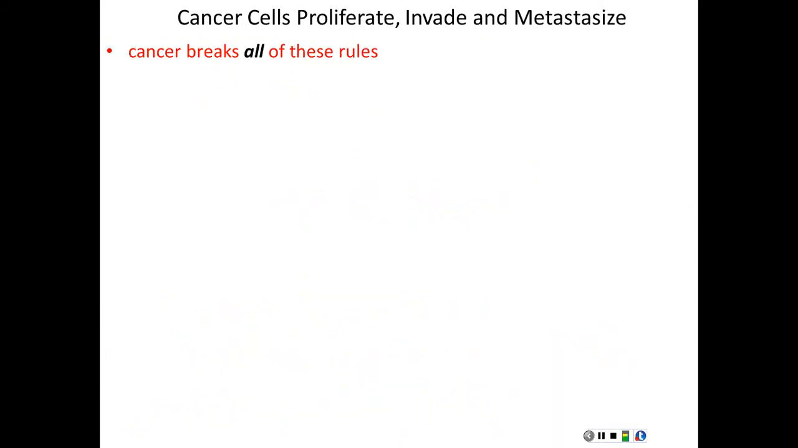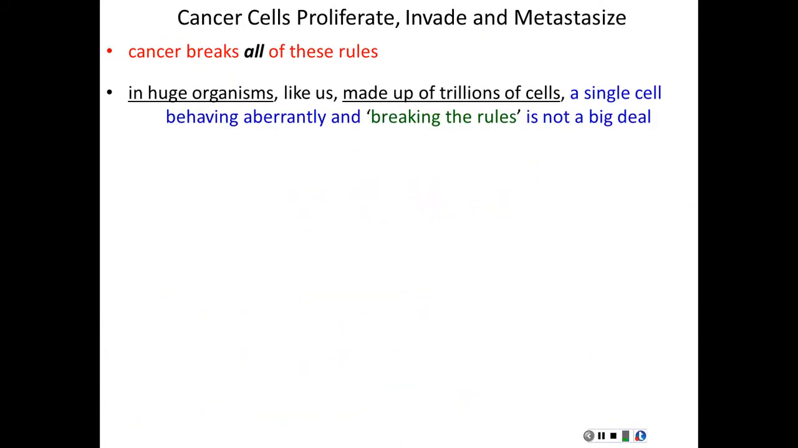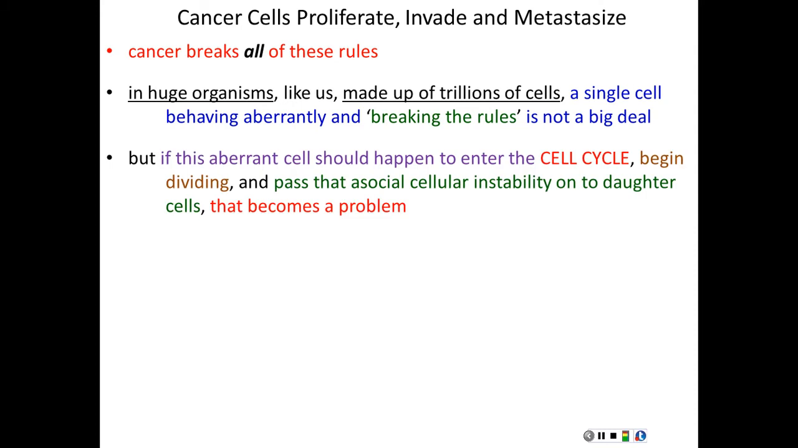Cancer cells break all of those rules. In huge organisms like us, made up of literally trillions of cells, a single cell behaving asocially and aberrantly, a single cell that's breaking the rules, is not a big deal. Just like a single individual in the city who is sociopathic is not a big deal. They can be corralled, they can be caught, they can be imprisoned or treated. It's not going to really cause the entire city to break down.